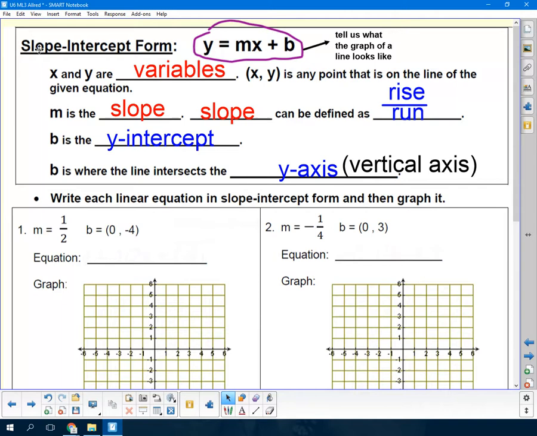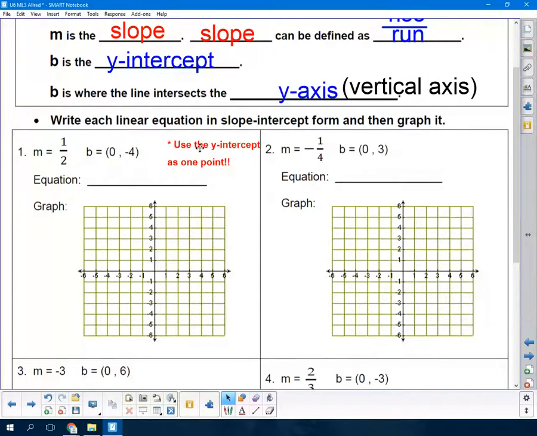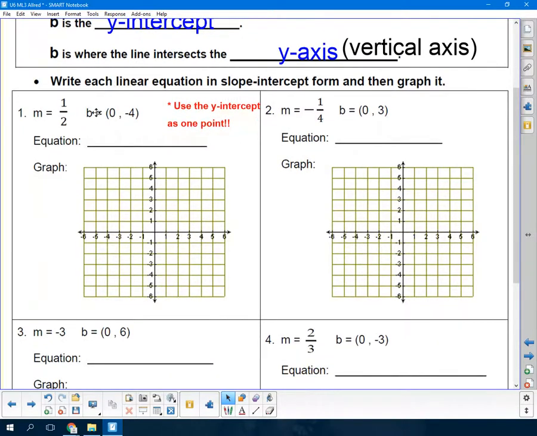So you've got lots of notes up there. What we're going to do is take those notes and apply them to these first two examples, and hopefully that can help. If you're looking at this first example, you can always use the y-intercept as one point. You're given one point. It says b equals (0, -4). Remember that b is the y-intercept. So this is me telling you that this line intersects the y-axis at (0, -4).